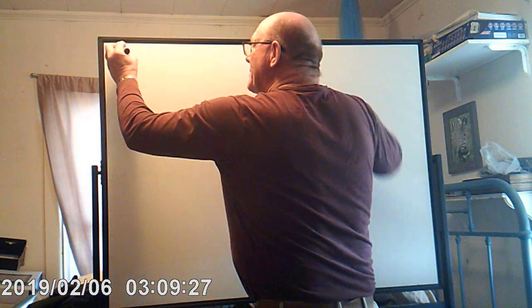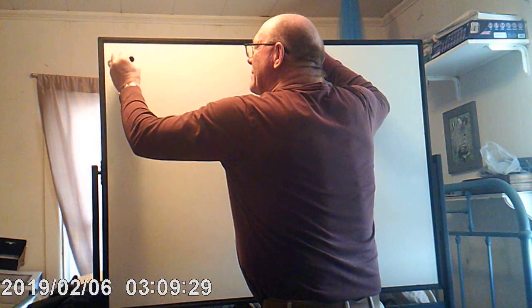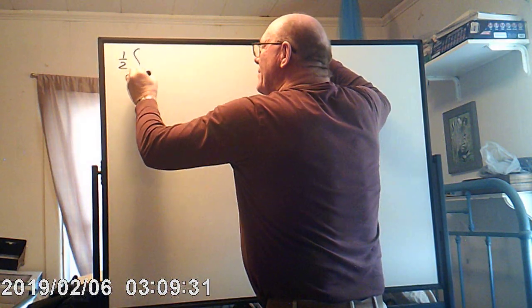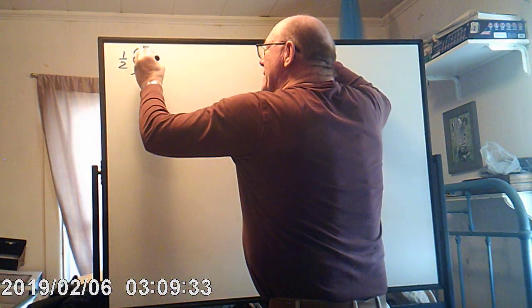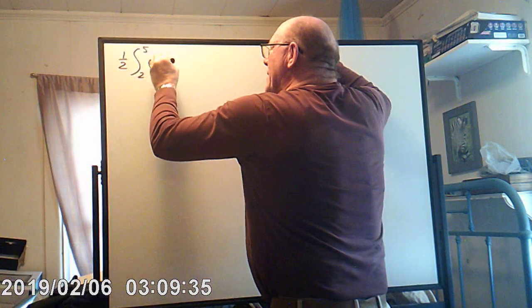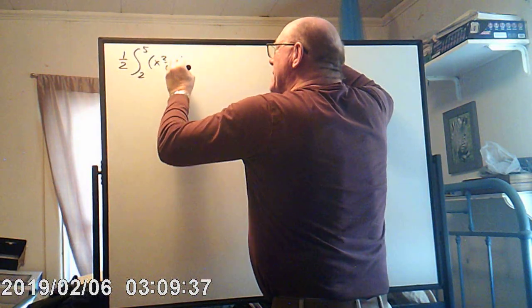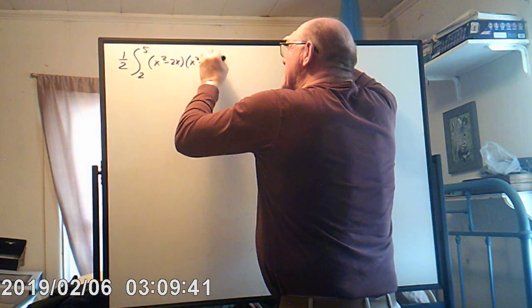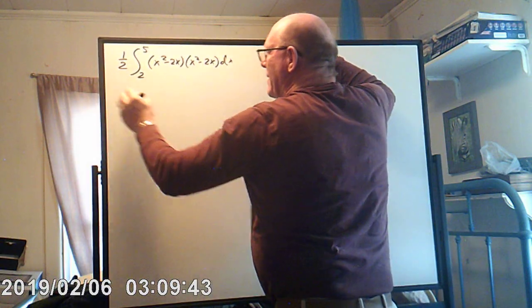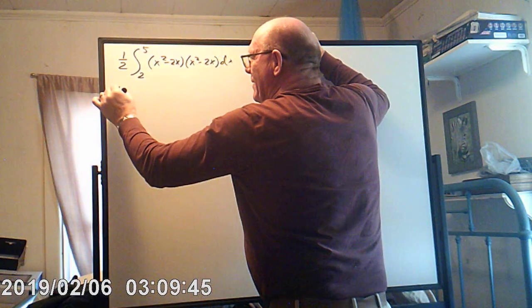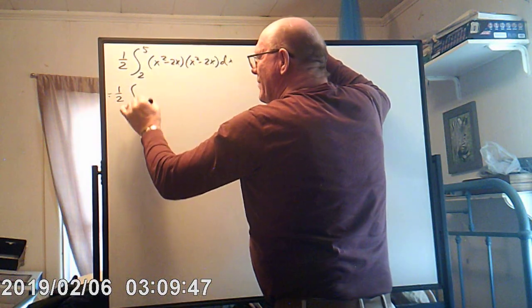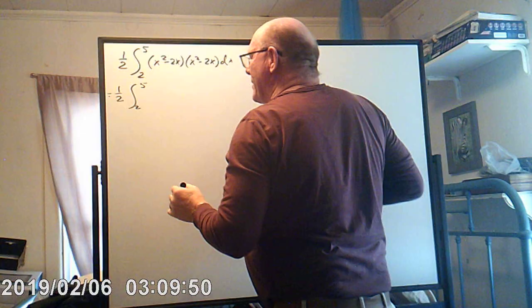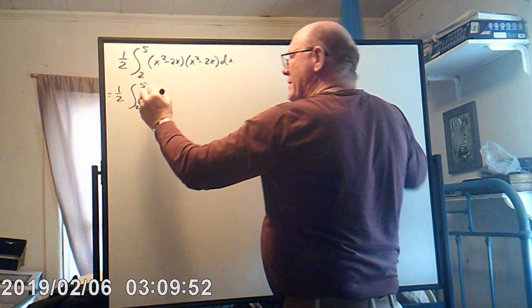Let's see what we have. We're just going to need a 1/2. We went from 2 to 5 of x squared minus 2x times x squared minus 2x dx. That's equal to 1/2 from 2 to 5. Now let's multiply this out. x squared times x squared is x to the 4.